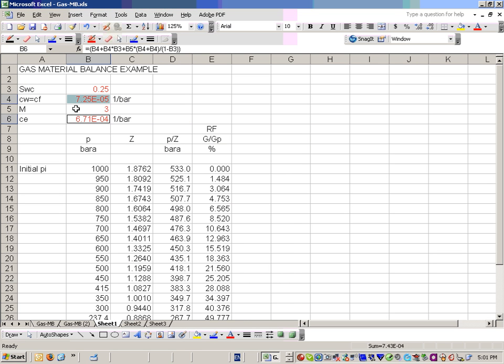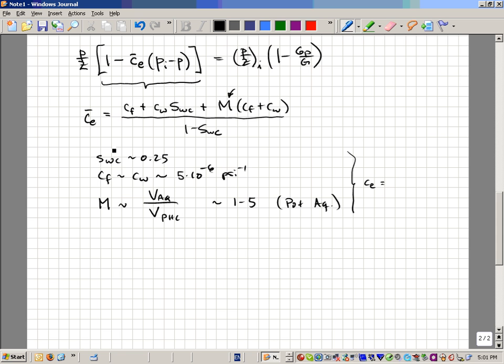In scientific notation, we've got 6.7 times 10 to the minus 4th effective, which is basically a factor of 10 larger than the formation and water compressibility. So that effective compressibility is 10 times what you would expect for water and formation compressibility. Now let's see how this will affect the material balance, the pressure versus cume and the P over Z versus cume plot, including this pot aquifer.